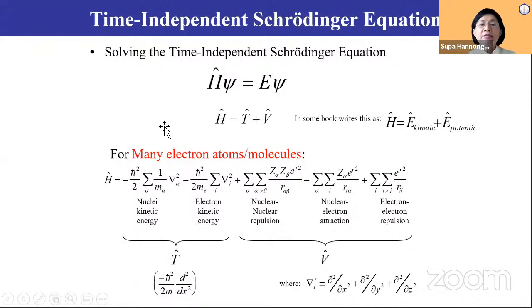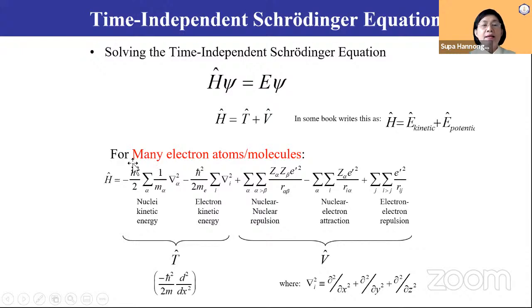And for the many electron system, which is probably some atoms or some molecules, the Hamiltonian operator will be expressed in the following 5 terms. Okay, the first term represents the nuclei kinetic energy.